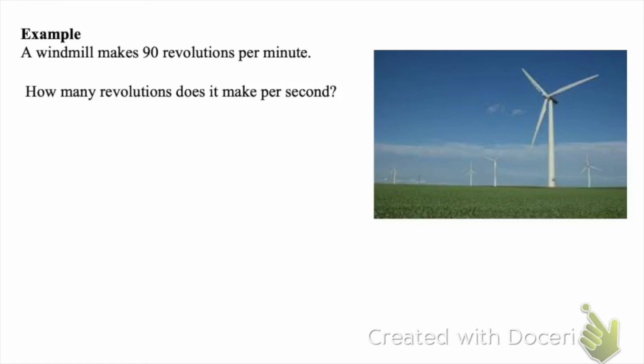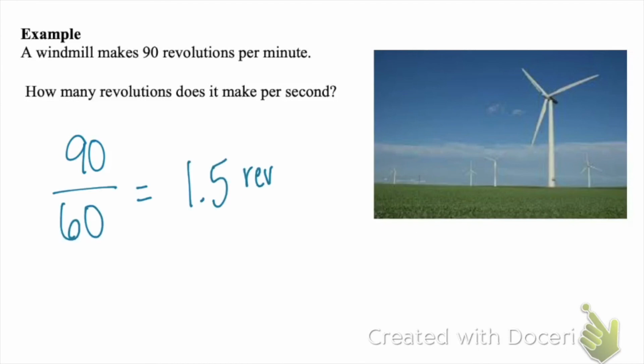So one of the arms of the mill goes around 90 times in 1 minute. So our question is asking, how many revolutions does it make per second? So what we need to do is take those 90 revolutions that happen in 1 minute, and divide them by 60 because there's 60 seconds in a minute, and see how many of them occur per second. So divide that by 60, and we get 1.5 revolutions per second.